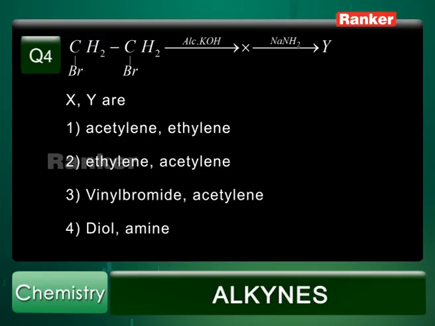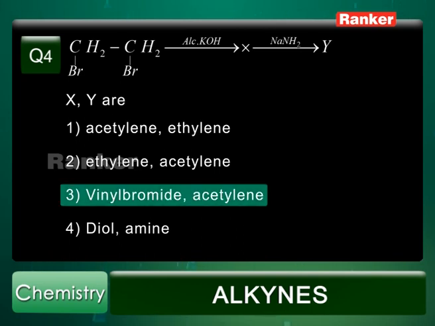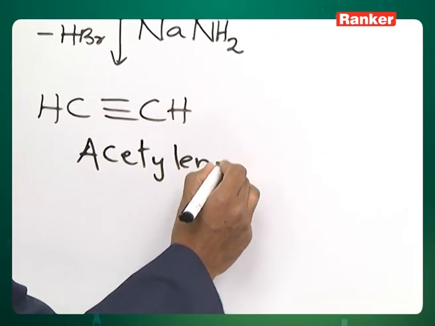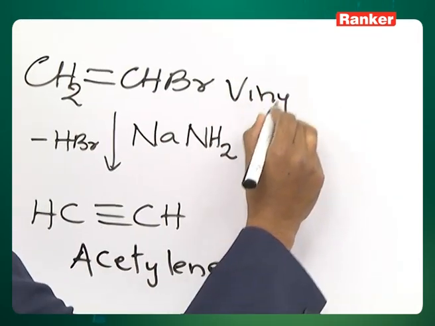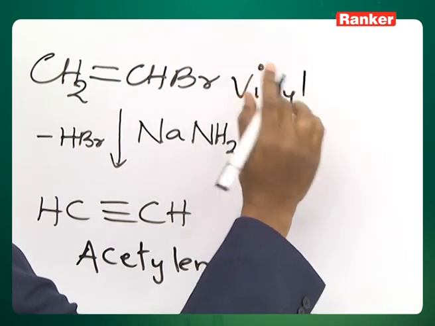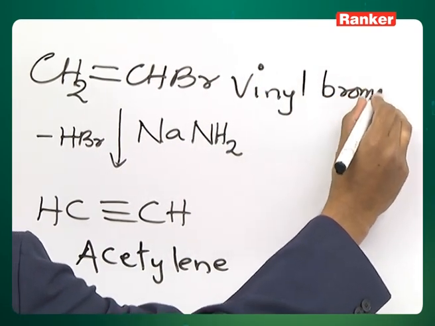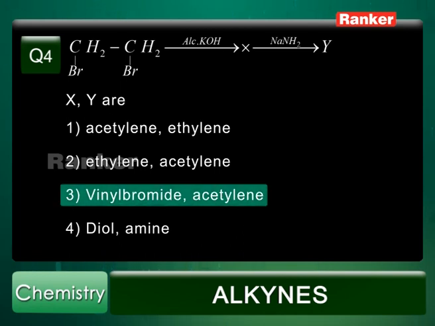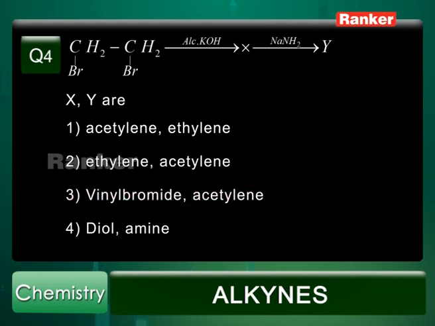So the question is regarding X and Y. So X is vinyl bromide and Y is acetylene. This is acetylene and this is vinyl bromide. So the correct answer is third option, vinyl bromide and acetylene.